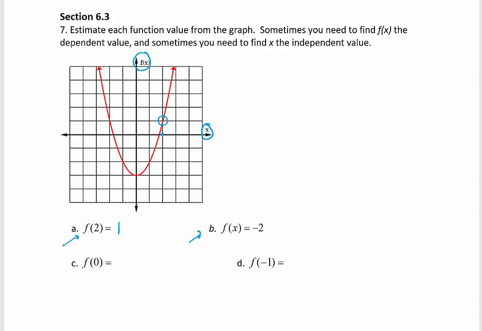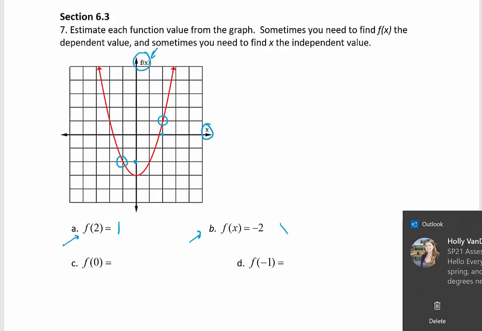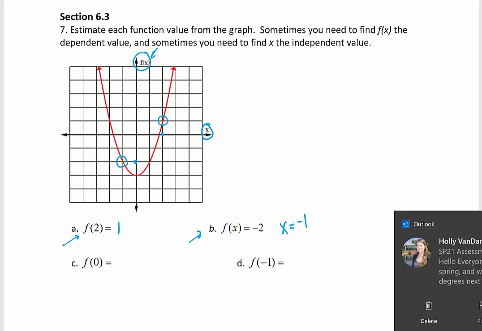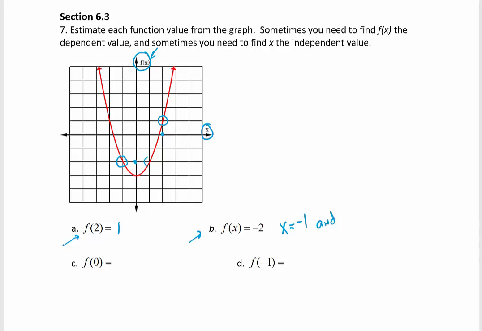Now, when our f of x value is -2, we want to know what the x coordinate is. So if we go up here, now we're going to find our f of x value at -2. So that's right down here, 1, 2. Here's my f of x value. Now we want to know the x coordinate values there, and notice there are actually 2 of them. We've got one x coordinate over here. One of those would be x equals -1, and the other one is x equals +1.